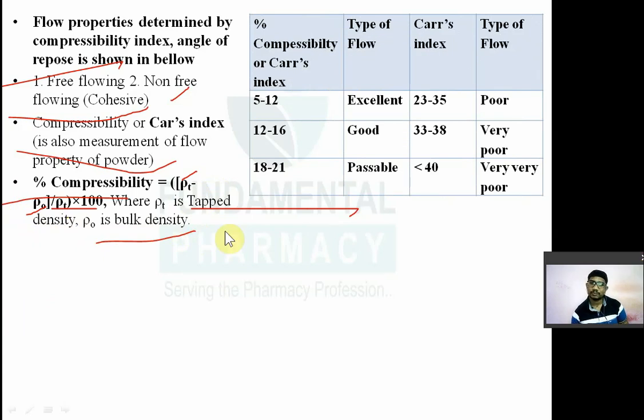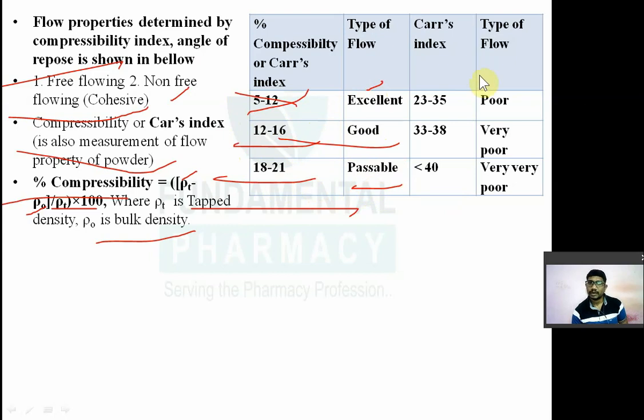If powder has a Carr's index between 5 to 12, it is known as excellent flow. The powder has excellent flow properties. If Carr's index is between 12 to 16, then the powder has good flow properties. If the compressibility index is between 18 to 21, you can say the powder has passable flow properties.